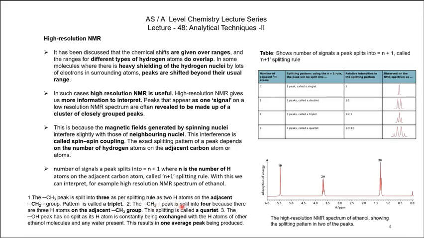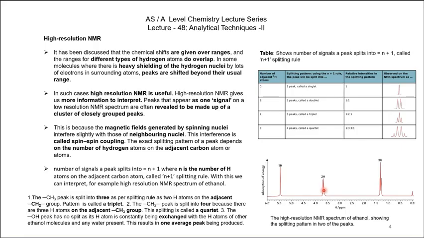The CH2 peak is split into 4 because its adjacent atom is CH3, and there are 3 hydrogens. Therefore, according to the n plus 1 rule, it's split into a quartet. Here it is, the quartet.